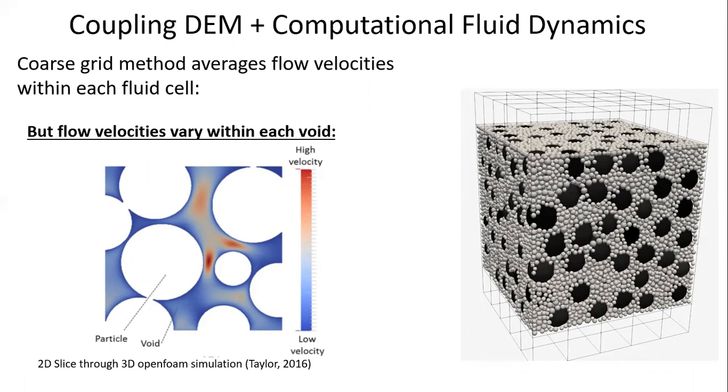The great idealization of this method is that velocities are averaged within each fluid cell, which can contain hundreds or thousands of DEM particles. This is clearly an idealization of reality as shown by the OpenFOAM simulation at the subparticle scale on the left here. But it is computationally efficient enough to allow a representative number of soil particles to be simulated.